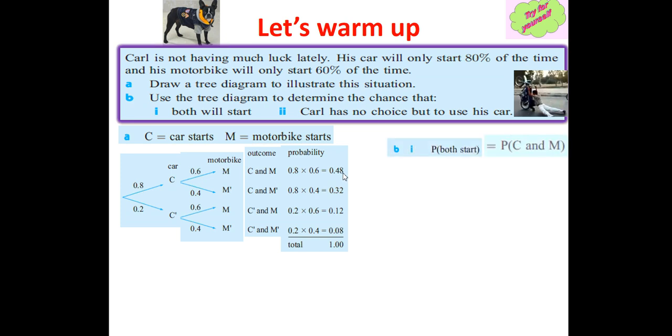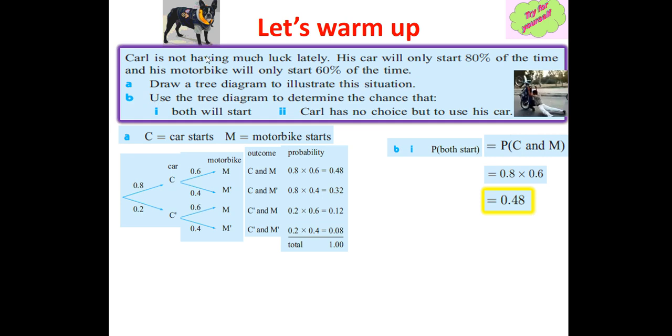So the probability both start is the probability of C and M. And remember, and means multiply. So 0.8 times 0.6, 8 times 6 is 48, so 0.8 times 0.6 is 0.48.